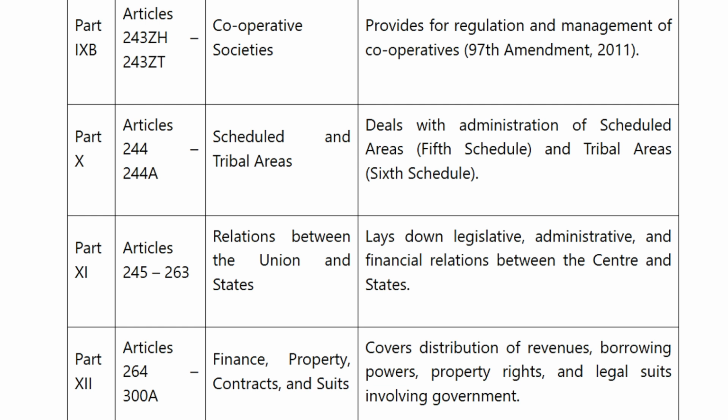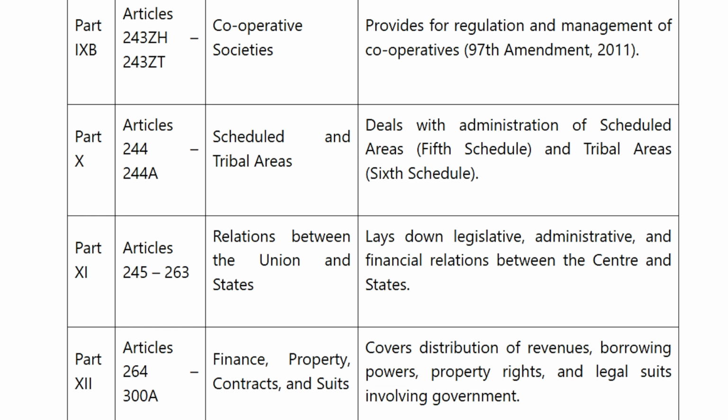Part X, Articles 244, 244A. Scheduled and Tribal Areas. Deals with administration of scheduled areas, 5th Schedule, and tribal areas, 6th Schedule. Part 11, Articles 245 to 263. Relations between the Union and States. Lays down legislative, administrative, and financial relations between the center and states.